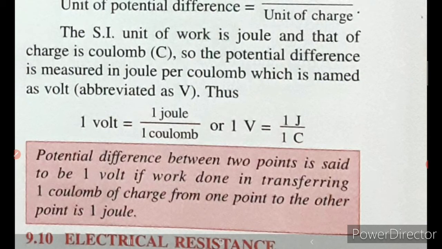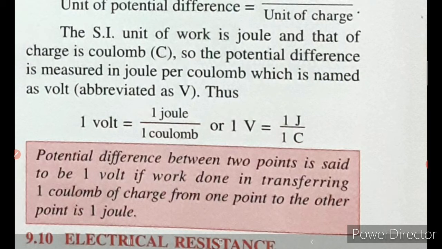So if you spend 1 joule of work in moving the charge from one point to another point, and if the value of charge is 1 coulomb, then the potential difference between those 2 points is considered to be 1 volt.